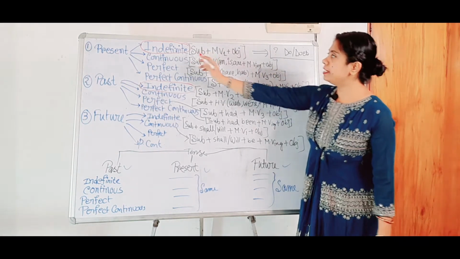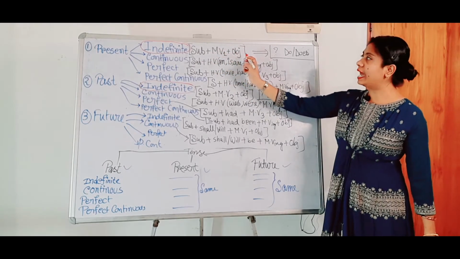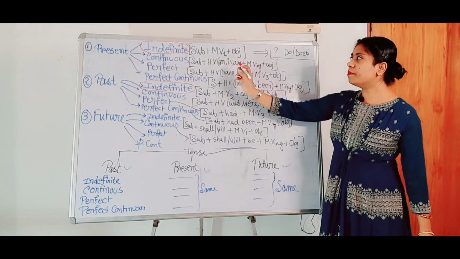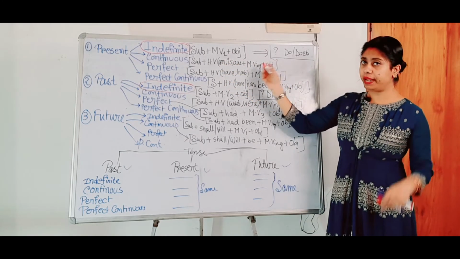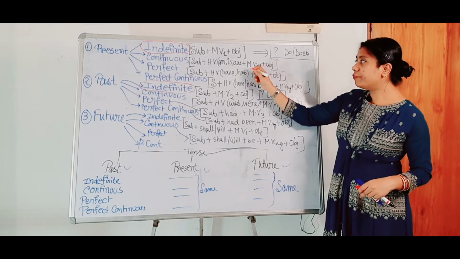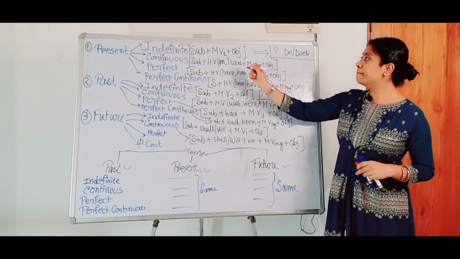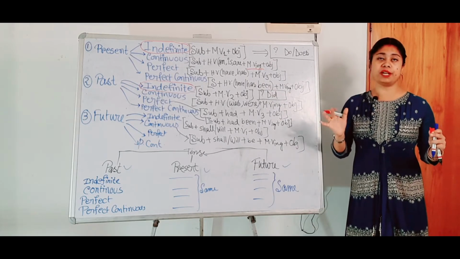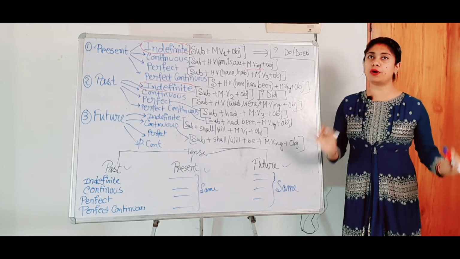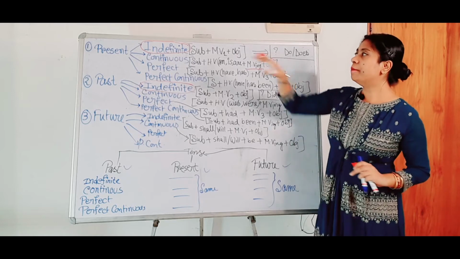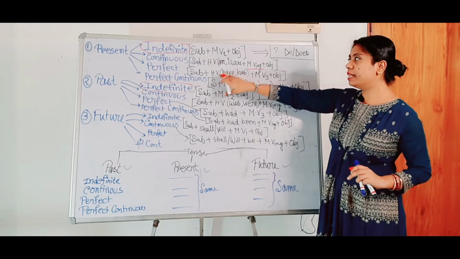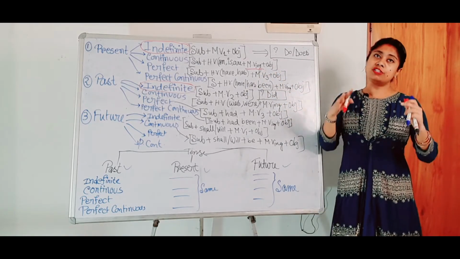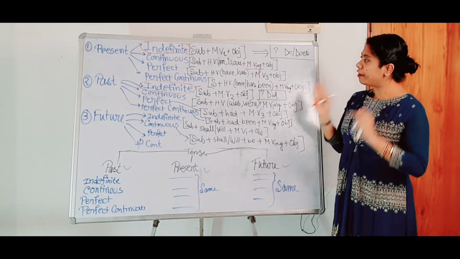So present indefinite: subject, main verb 1 and object. Present continuous: subject, helping verb am, is, are, and after that main verb and object. And definitely remember, if it is continuous, main verb with ing is a must. Without ing, no continuation is possible. After that, present perfect: subject, helping verb have, has, and main verb third form, meaning already completed, and after that object.